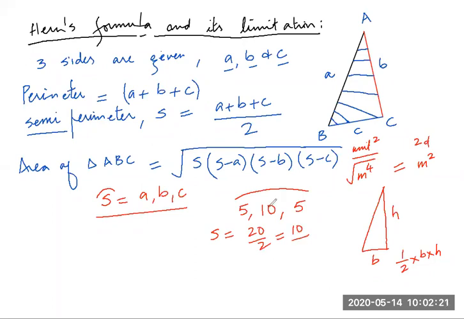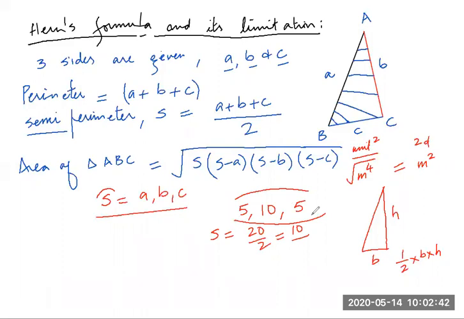When it is equal to one of the sides, we are not able to find the area of the triangle by Heron's formula. Why? Because when I do 10 into 10 minus 5, then 10 minus 10 will come out to be 0. So, this is the limitation of Heron's formula, right?